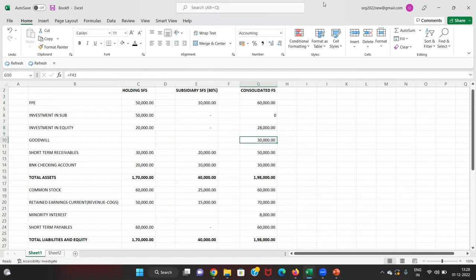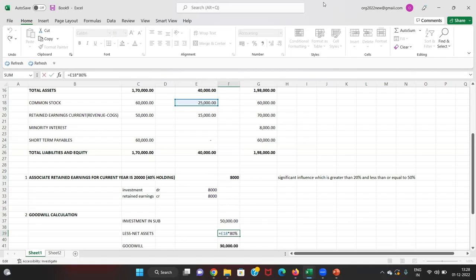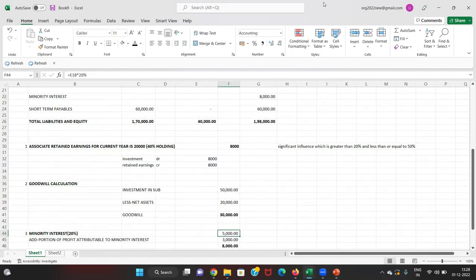Now the next amount is the goodwill amount, which is calculated in our working. The investment in subsidiary is 50,000. We will subtract the net assets, which is our share of common stock in the subsidiary company, which is 80%, and the goodwill amount therefore is 30,000.